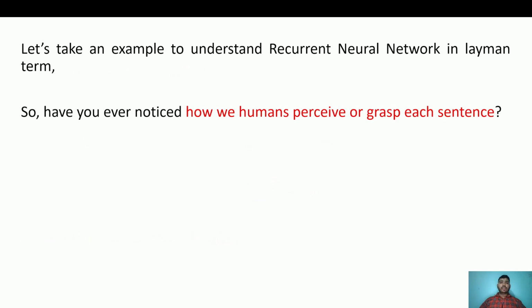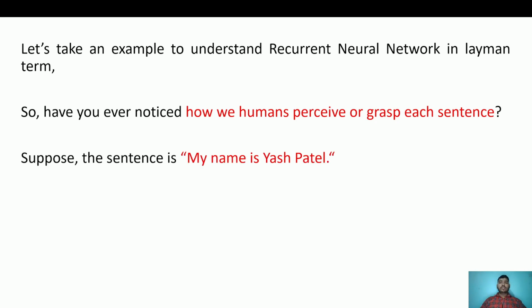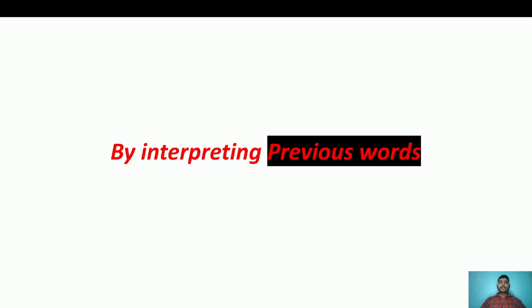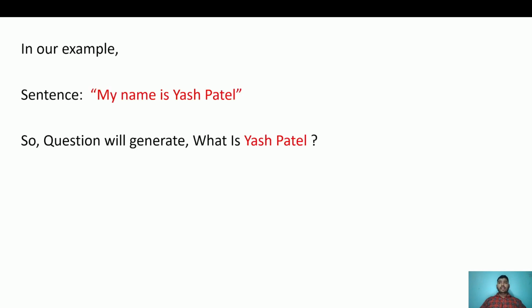Let's take an example to understand recurrent neural networks in layman's terms. Have you ever noticed how we humans perceive or grasp each sentence? Suppose the sentence is "My name is Yash Patel." So how can we interpret it? How can we understand this sentence? By interpreting the previous words in the sentence, right?